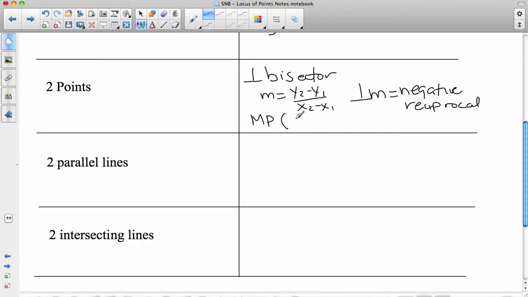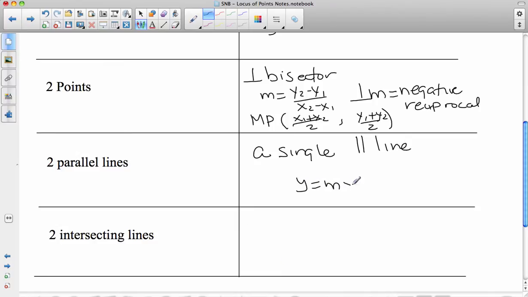And the midpoint formula is the sum of the x's, comma, the sum of the y's over 2. If you're given 2 parallel lines, you're going to get a single parallel line. And you could also supply the equation for that if you had enough information to write it: y equals mx plus b.